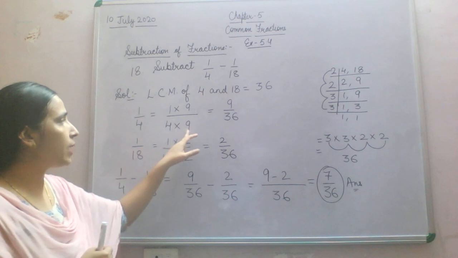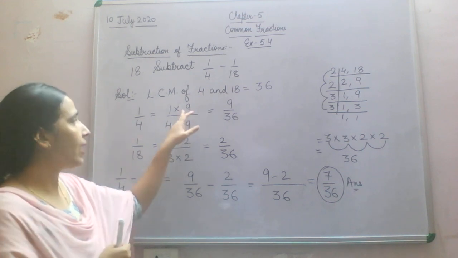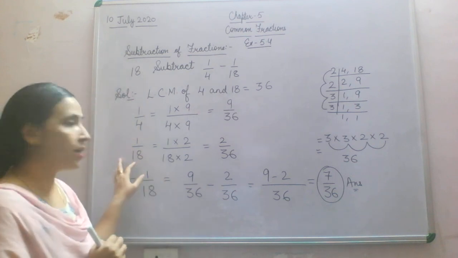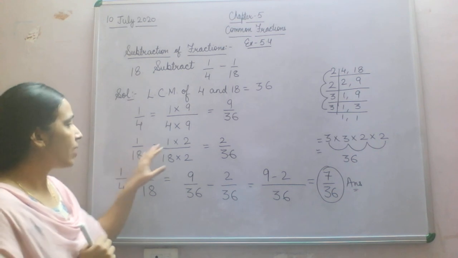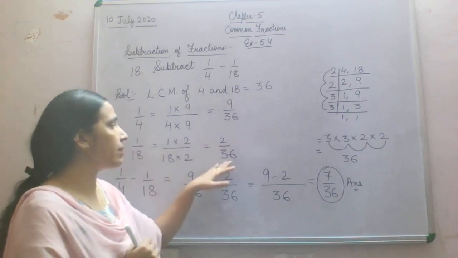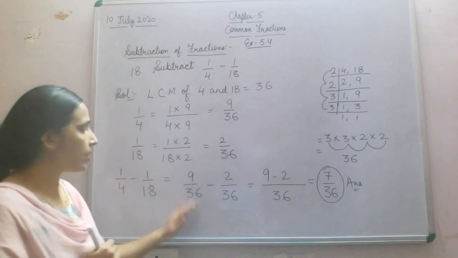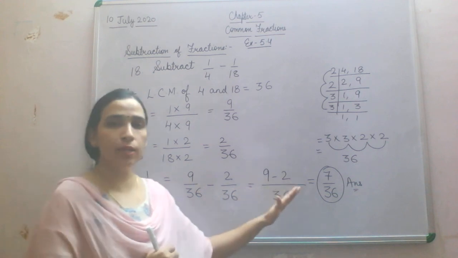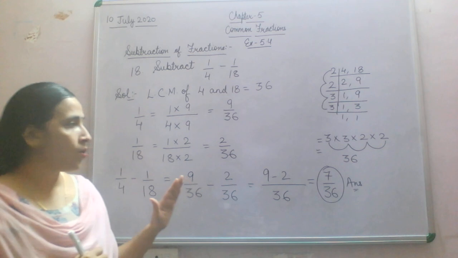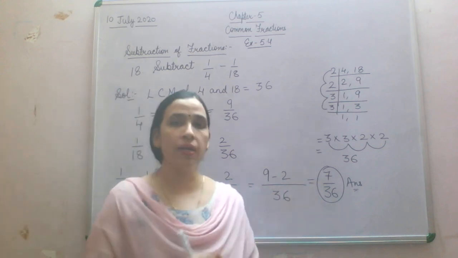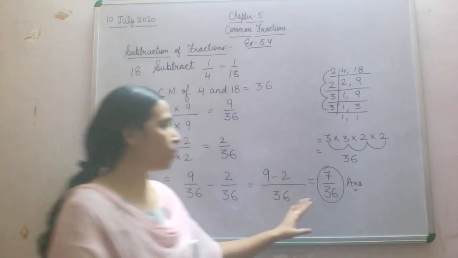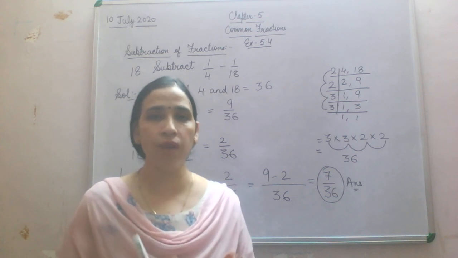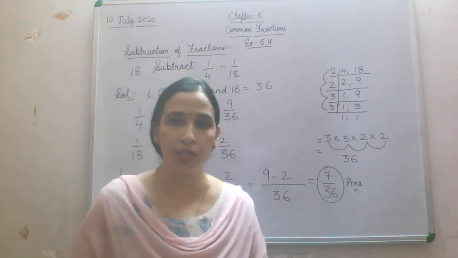So 4 will be multiplied by 9, and the numerator will also be multiplied by the same number. So we will do the same with the other fraction, which is 1 by 18. Now 1 by 18 will be multiplied by 2 and we get 2 by 36. Then do the subtraction here. 9 by 36 minus 2 by 36 will be equal to 9 minus 2 divided by 36, which will be equal to 7 by 36, which is already in lowest terms, so you are not going to convert it into lowest terms.